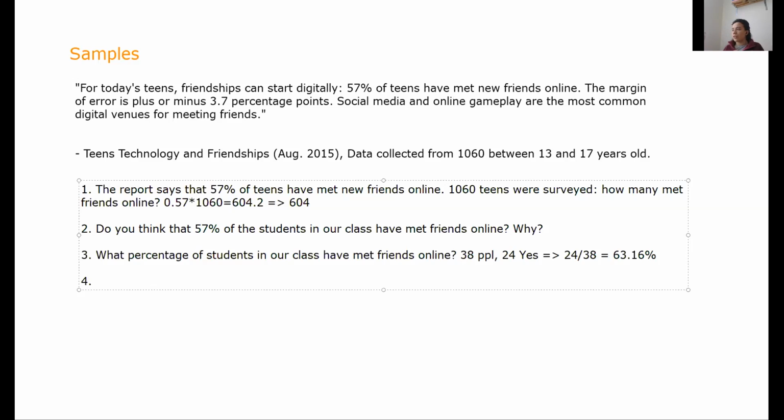What other reason could there be behind 57 being a better estimate? Why could we not trust the estimate of 63.16 that much, aside from the size of the sample? We're all kind of from one more specific area.